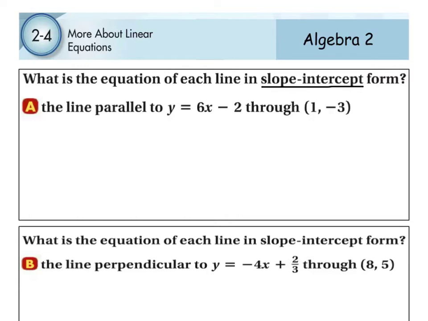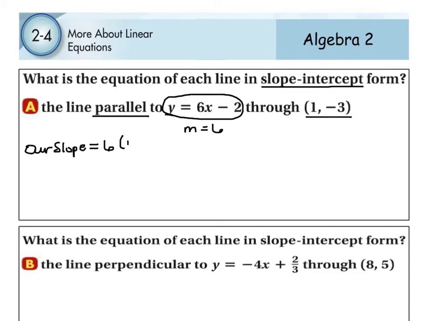Okay, so the first thing that we want to do here is identify from this equation right here, what is the slope? And the slope in this equation is 6. Okay? We need a slope that is parallel to that. So our slope is going to be the exact same. Our slope is 6, and we're going to use this ordered pair of 1, 3.